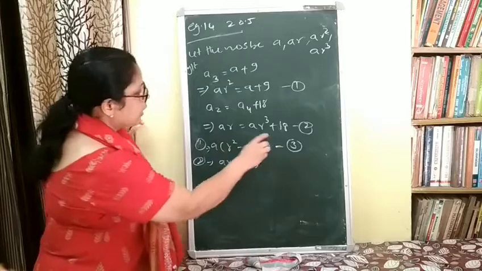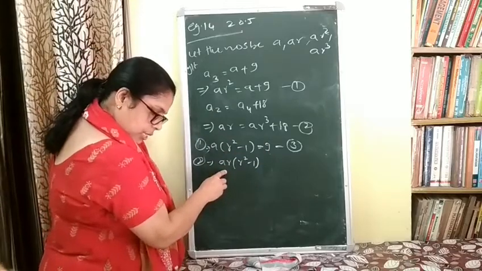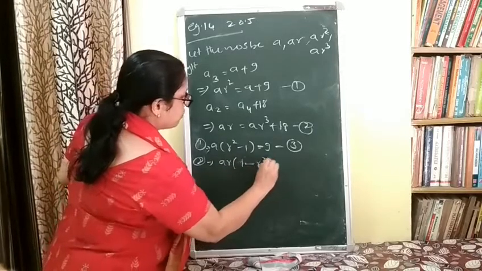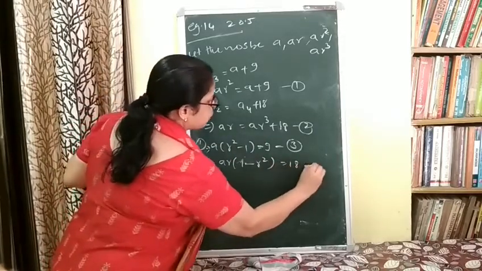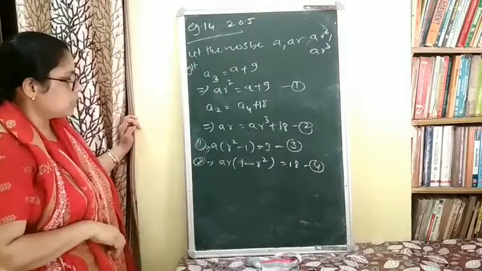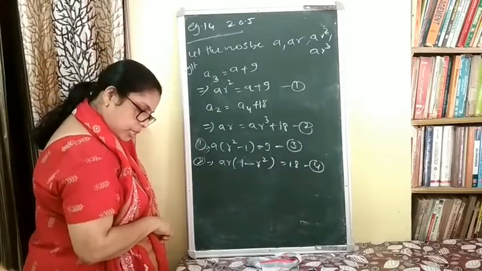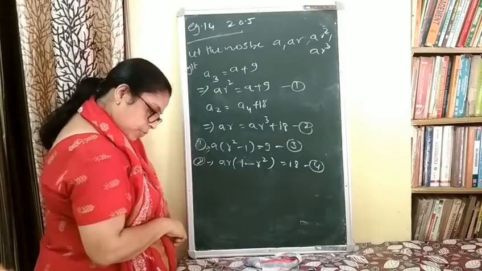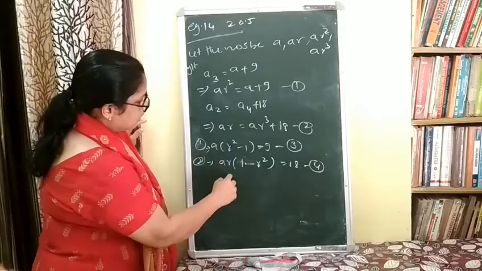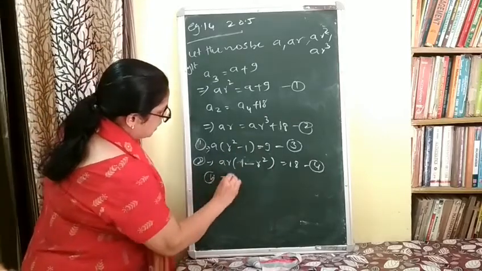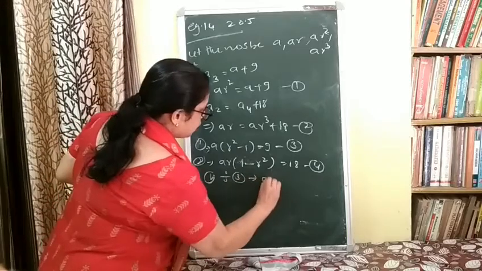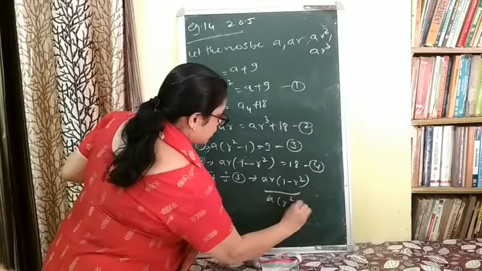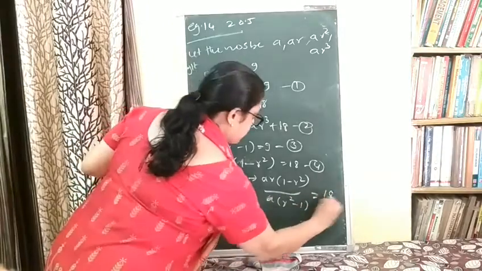That means, by simplifying, you get AR into 1 minus R square. Now how can we eliminate these values? If you divide, which equation is to be divided by which one? If you divide the fourth equation by the third equation, you will get AR into 1 minus R square upon A into R square minus 1 is equal to 18 by 9.